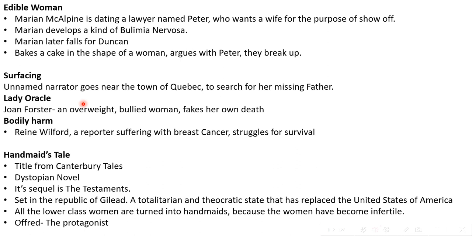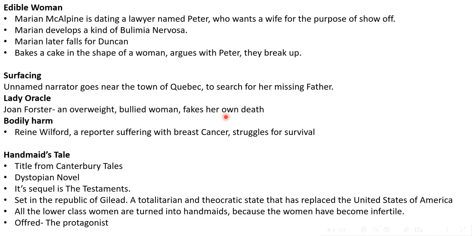Okay. And the next work is Lady Oracle, by Margaret Atwood. She's an overweight, bullied woman. And what happens? She has a husband, but she is having an extramarital affair with a man. And she starts getting some kind of fake calls, and she gets tortured by that. So she plans her own murder and starts faking her own death. Okay. So do remember the title, Lady Oracle, and the major protagonist.